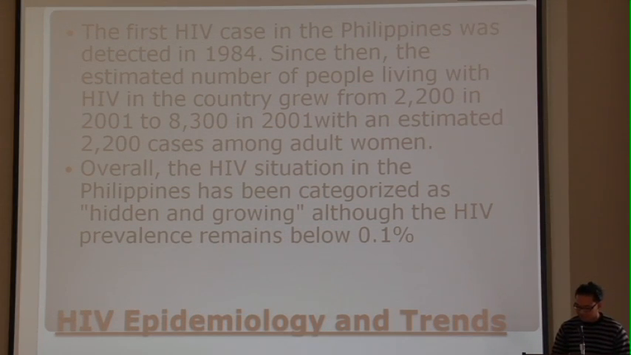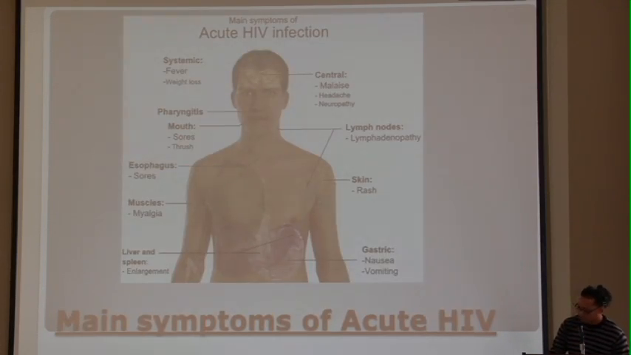The first HIV case in the Philippines was detected in 1984. Since then, the estimated number of people living with HIV in the country grew from 2,200 in 2001 to 8,300, with an estimated 2,200 cases among adult women. Overall, the HIV situation in the Philippines has been characterized as hidden and growing, although the HIV prevalence remains below 0.1%.